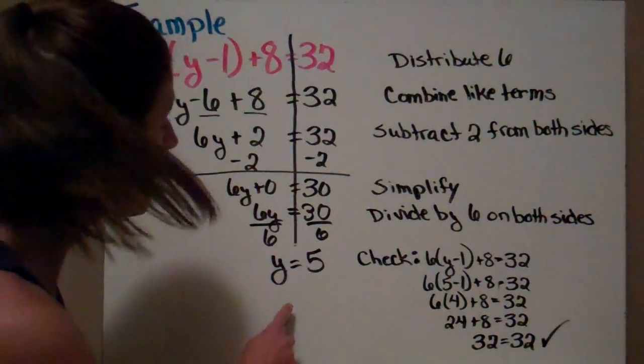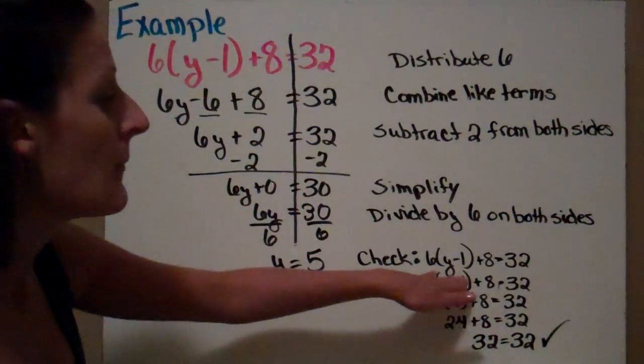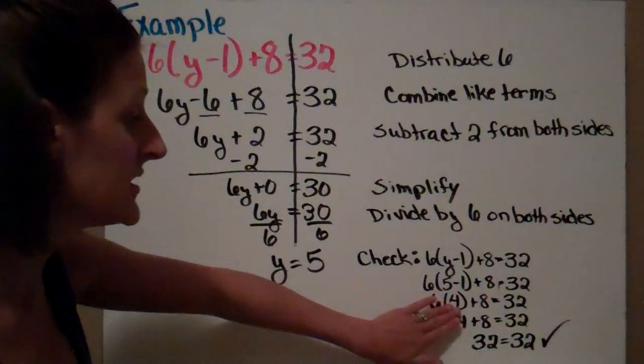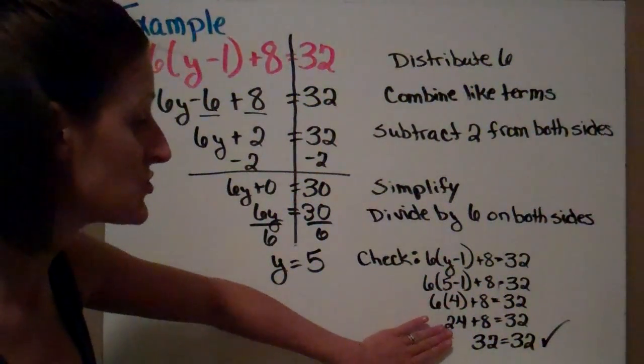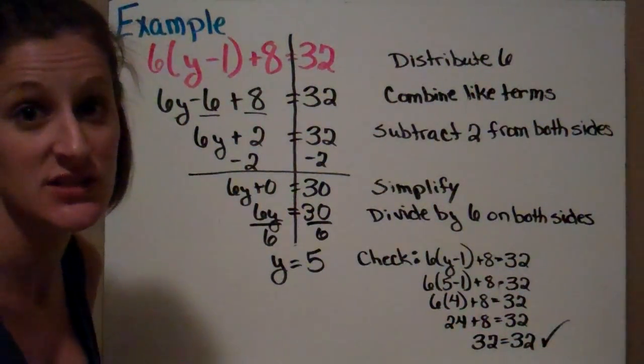Now, I know I have the answer as y equals 5, but you still need to check your answer. Plug it all in, and then do order of operations. So 5 minus 1 is 4, 6 times 4 is 24, and 24 plus 8 does equal 32. So my answer is correct.